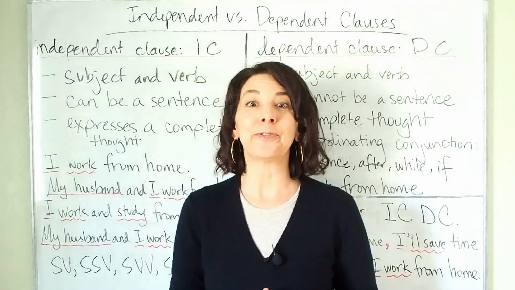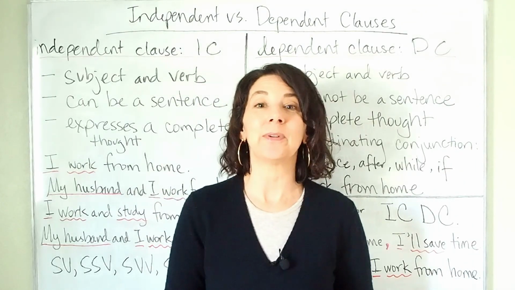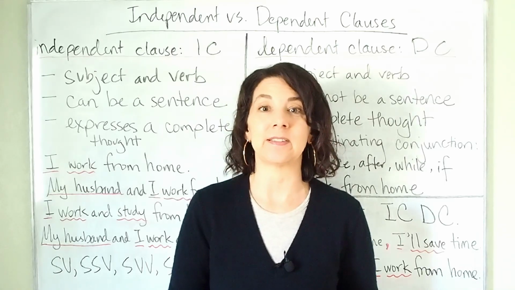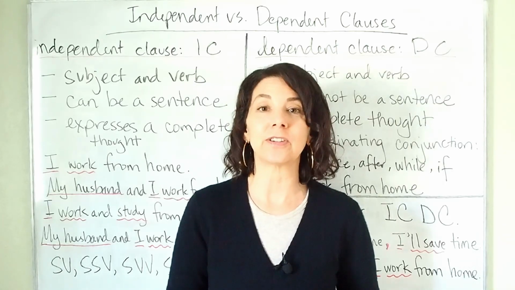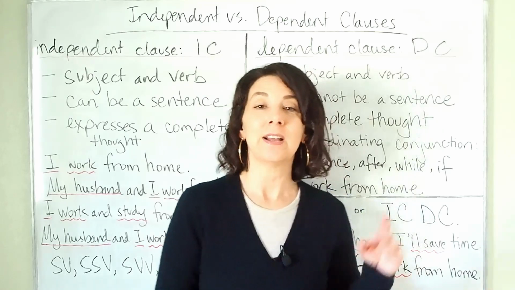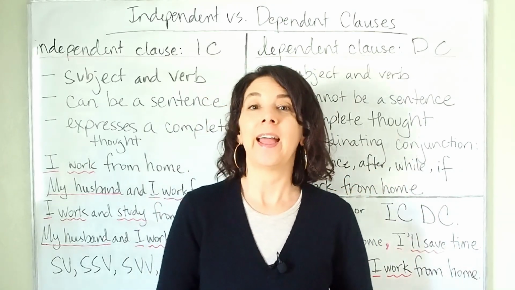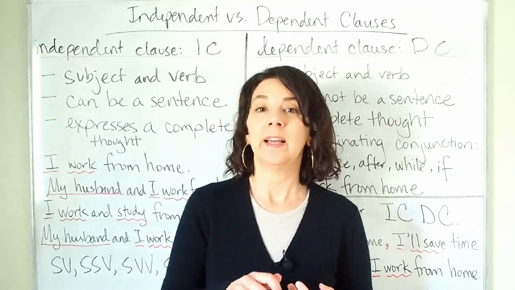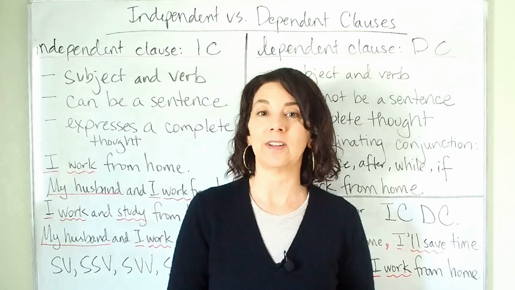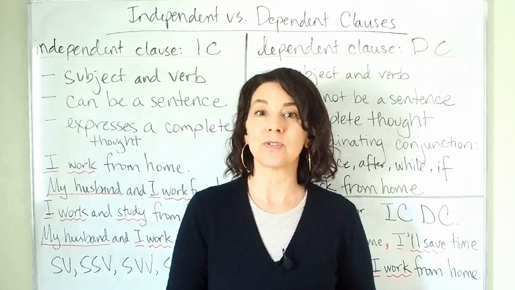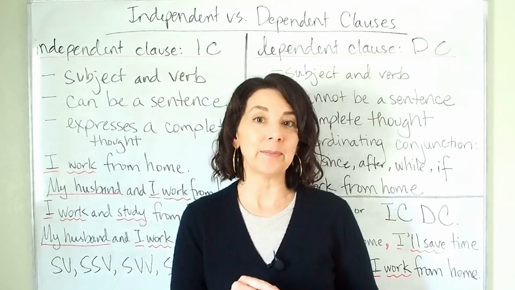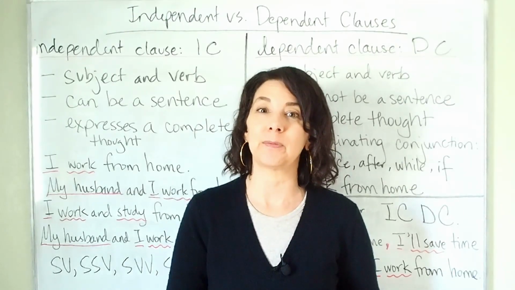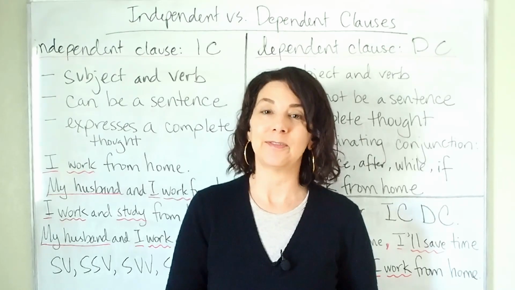So come back soon for the rest of this series of videos. I will explain how to join clauses to do all kinds of sentences, how to use coordinating conjunctions, correlative conjunctions, subordinating conjunctions, and adverbial conjunctions. Also, how to use commas and semicolons to connect clauses, and how to use those rules to avoid fragments, comma splices, and run-ons, which are common mistakes for both English learners and native English speakers.